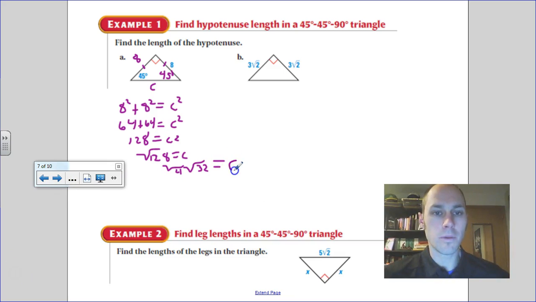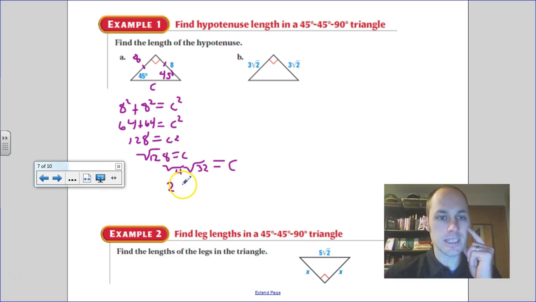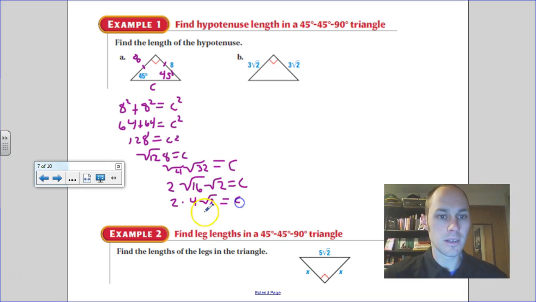I can see that there are more perfect squares I can pull out of there. Square root of 4 is 2. Square root of 32 I know is 16 times 2, so square root of 16 times square root of 2. Square root of 16 I know is 4, so 2 times 4 times square root of 2 is c. 2 times 4 is 8 times the square root of 2.